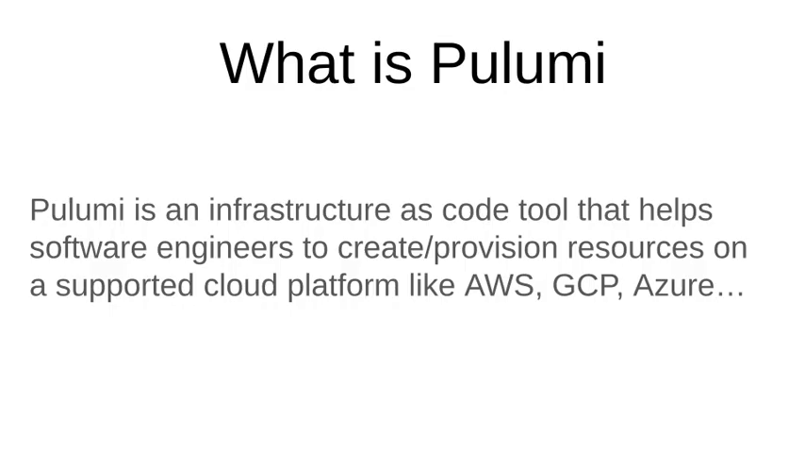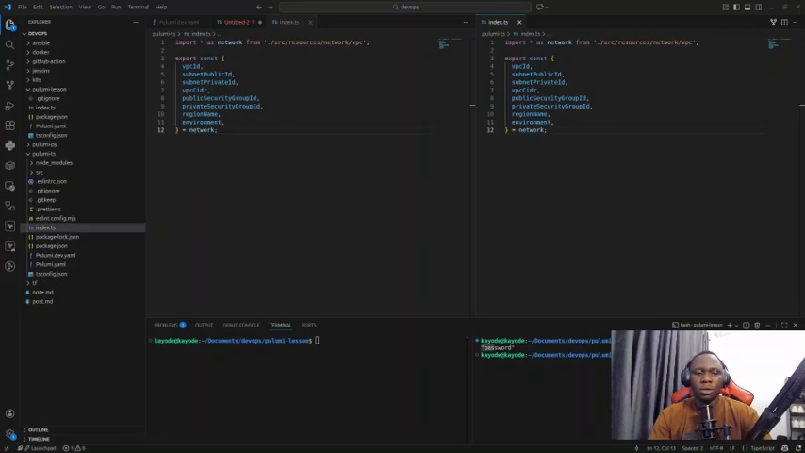So having the knowledge of any of the cloud platforms, you could use your programming knowledge, with the support of Pulumi, to create resources on any of the supported cloud platforms like AWS, GCP, Azure, and others. So let's go back to my VS Code and let's try to provision the resources on AWS.